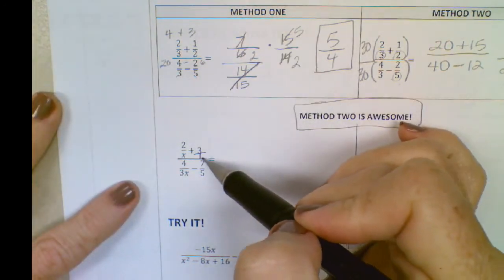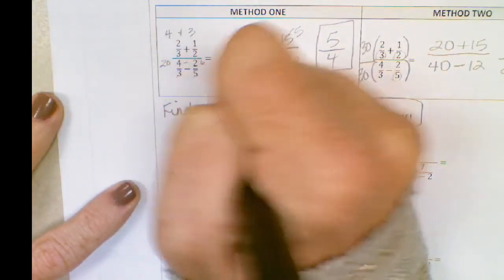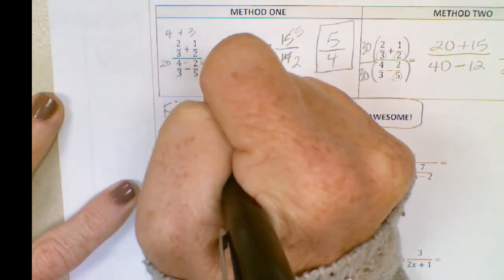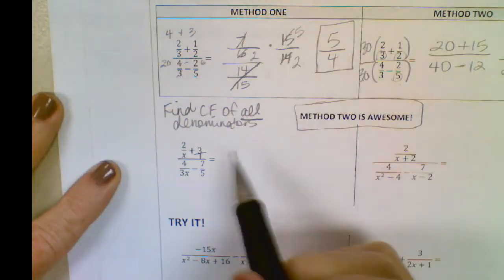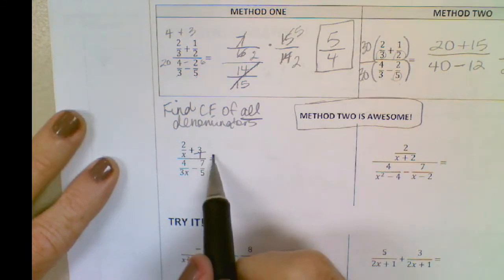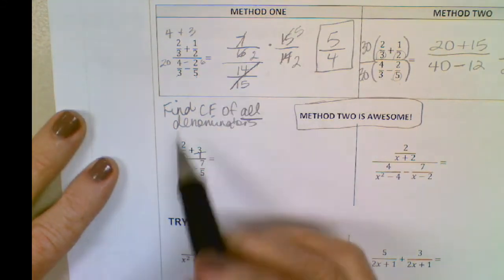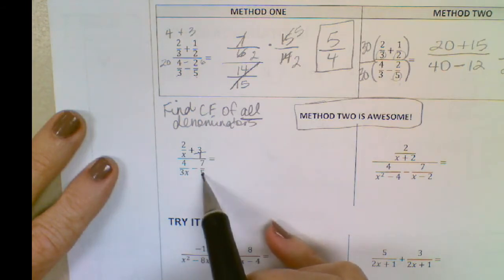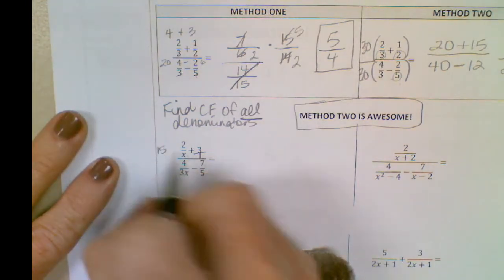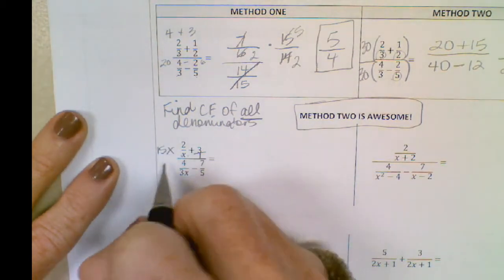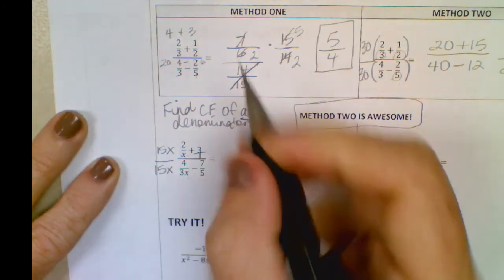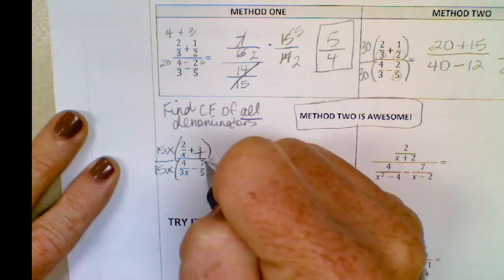So method 2 means find a common factor of all the denominators. Okay, so in this case we've got x times 1 times 3x times 5. So let's just deal with coefficients first. 1 times 3 is 3, times 5 is 15. So I know I've got a 15 involved there. And then I just need the x, because I need something that x can go into both on the top and the bottom. So that common factor that I'm going to use is 15x.